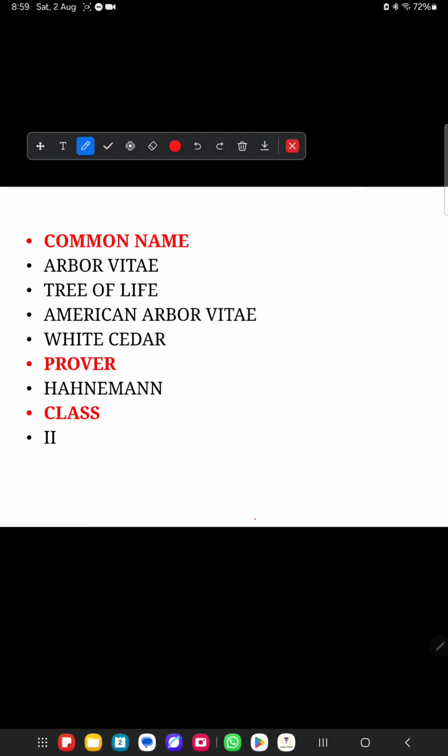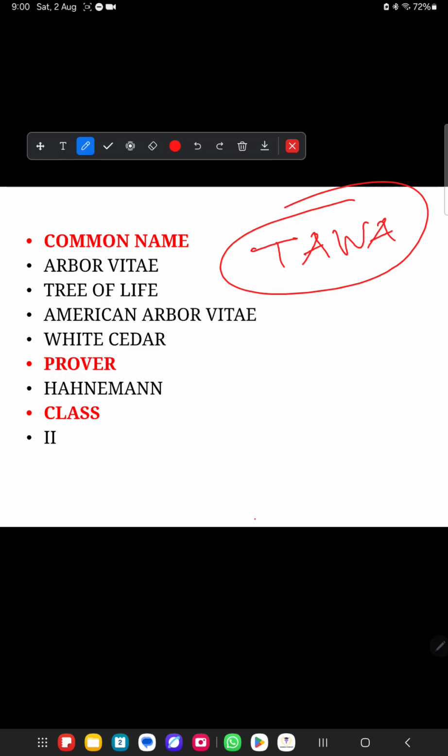And this medicine is commonly known as Arbor Vitae, Tree of Life, American Arbor Vitae, and White Cedar. So how will you remember? Just try to remember TAWA. Tawa, the one at home on which roti is made, remember tawa. T for Tree of Life, A for Arbor Vitae, W for White Cedar, and A for American Arbor Vitae. Okay, just try to remember.